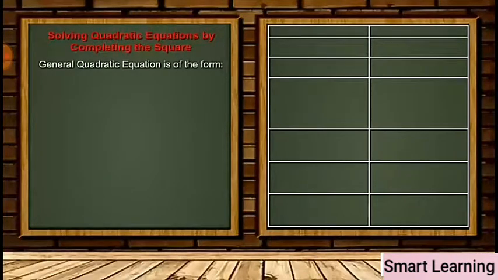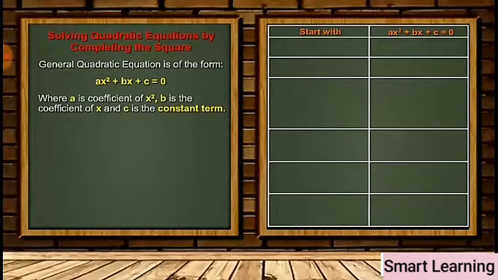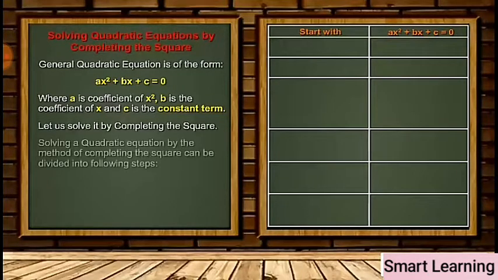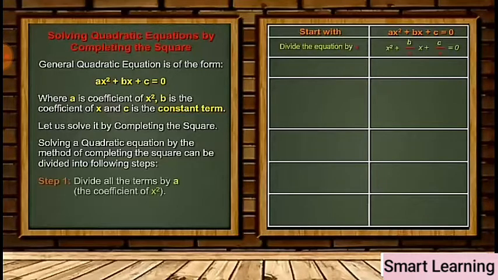The general form of a quadratic equation is ax² + bx + c = 0, where a is the coefficient of x², b is the coefficient of x and c is the constant term. Let us solve it by completing the square. Solving a quadratic equation by the method of completing the square can be divided into the following steps.